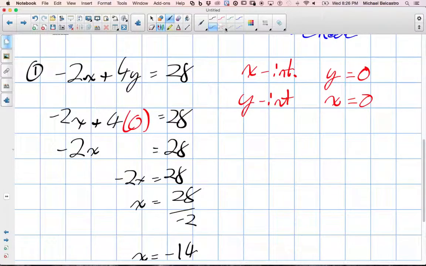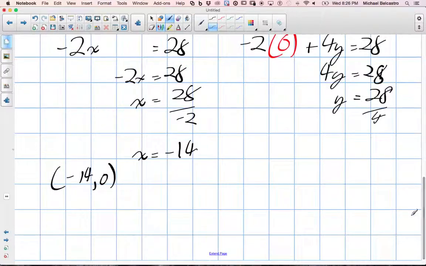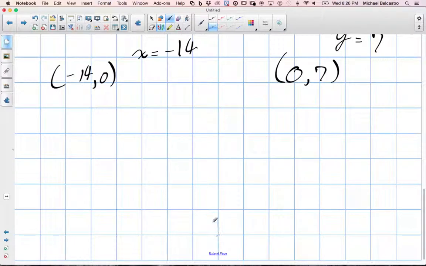Let's do the same idea, same equation, but this time we set x equal to 0. So this will find the y-intercept: plus 4y equals 28. This cancels out, so we get 4y equals 28. Y equals 28 divided by 4. Y is 7. So this intercept is 0, 7. These are the two coordinates for that.